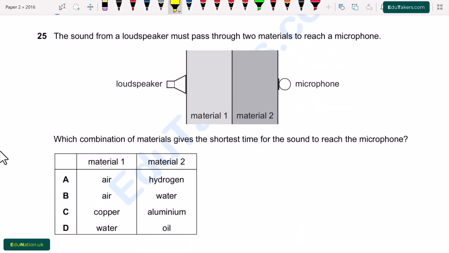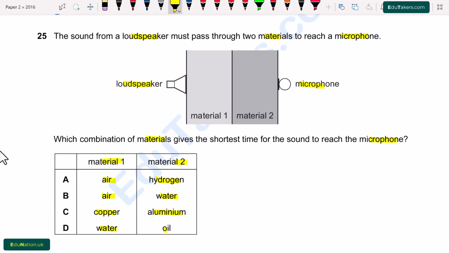Question number 25. The sound from a loudspeaker must pass through the two materials to reach the microphone. Here we can see that the loudspeaker is on one side while the microphone is on the other side of the two materials. Which combination of the materials gives the shortest time for the sound to reach the microphone? Material 1, material 2. Option A, air and hydrogen. B, air and water. C, copper and aluminium.